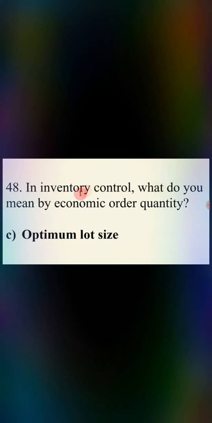In inventory control, what do you mean by economic order quantity? Economic order quantity means the optimum lot size.